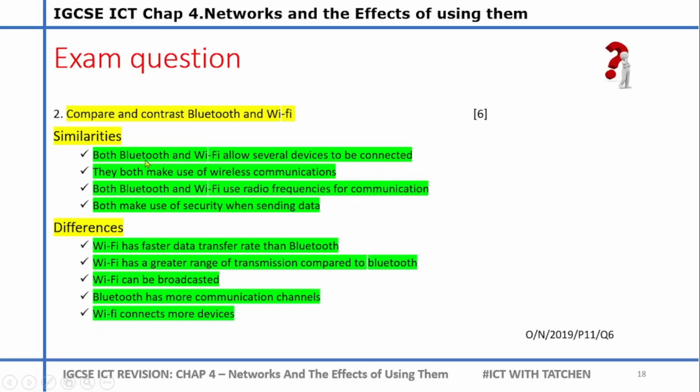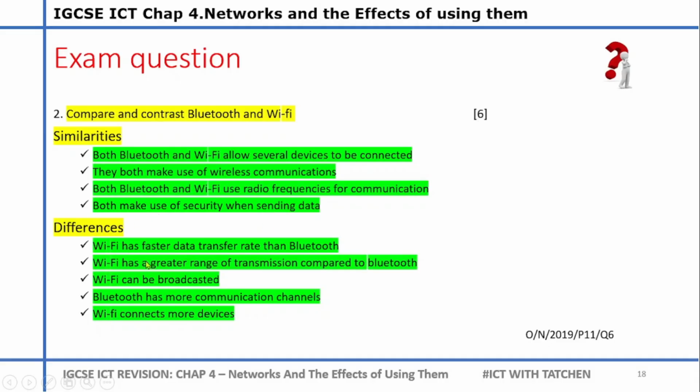Now for similarities, we're looking at what they both do. They both allow several devices to be connected. They both make use of wireless communication. Both Bluetooth and Wi-Fi use radio frequency for communication, that's the electromagnetic waves. Both make use of security when sending data, so there's some form of encryption.